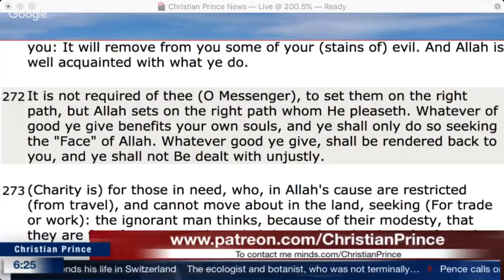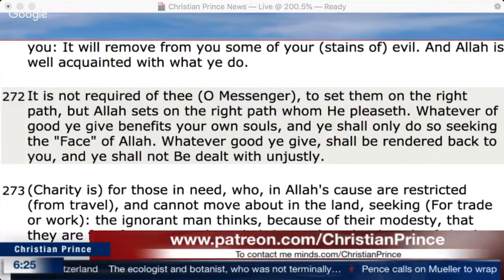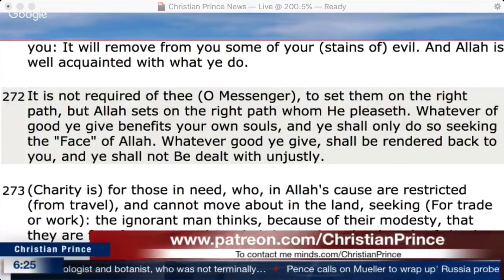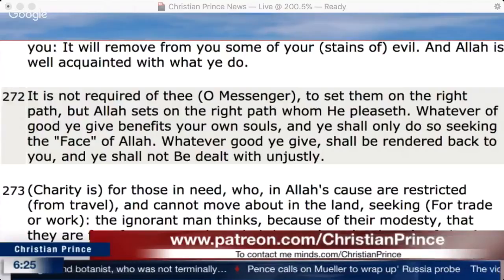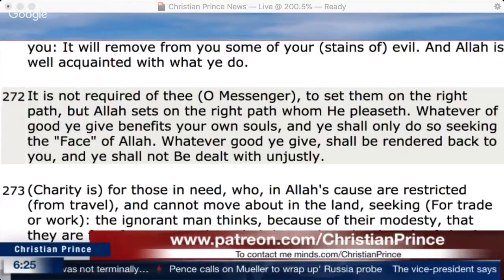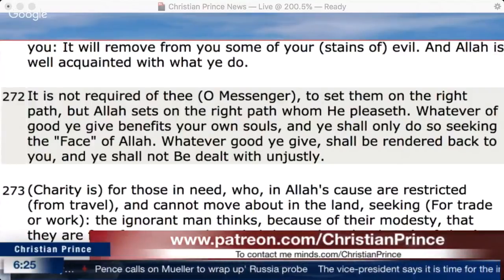So Muhammad received a chapter from his God saying fight them, kill them for not believing. But this verse says it's not your duty to make them believe. It is Allah who will make them believe. Did Allah make anyone believe? Well, that's all up to Allah. I can't really answer on this one. These are the matters of Allah.